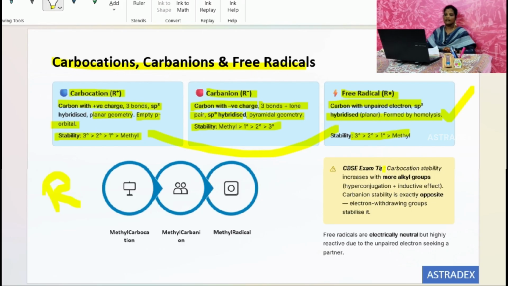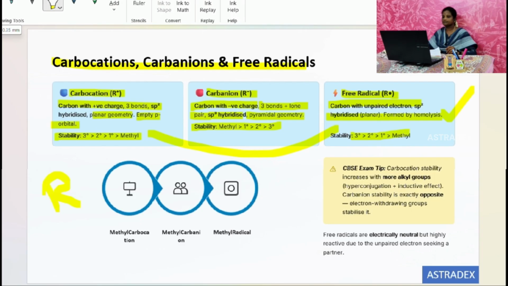So methyl carbocation, methyl carbanion, methyl free radical. That means CH3 only: if it has a positive charge, if it has a negative charge, or if it has one unpaired electron, we can say it in three names like this.